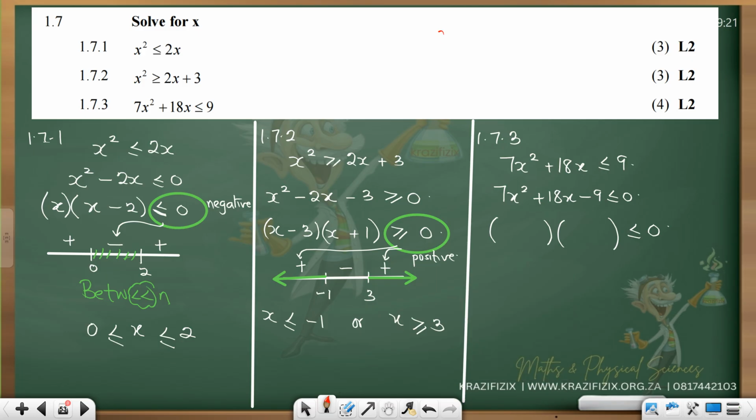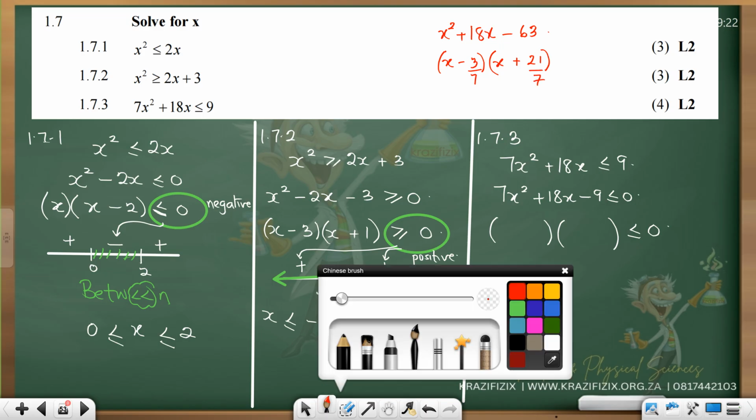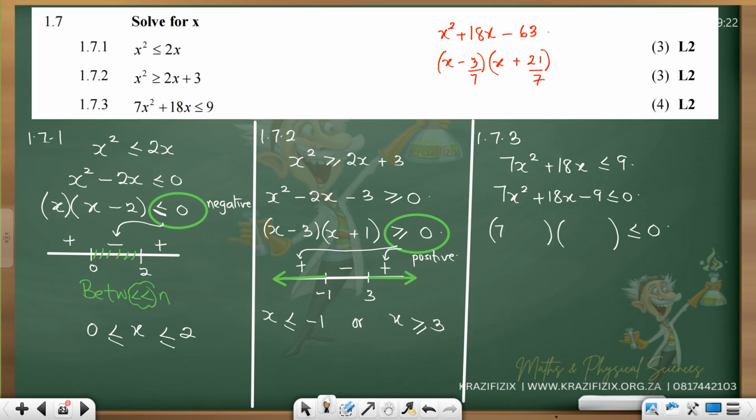So what would this be? x squared plus 18x. 7 times 9 is 63. And I see already 63 is 3 and 21, and that will be 21 minus 3. But we multiplied by 7, so we divide by 7. So our answer here should be 7x minus 3 and x plus 3. I hope we are okay with that. We know what we did there, right? Lesson 1 to 3, everyone should be fine.